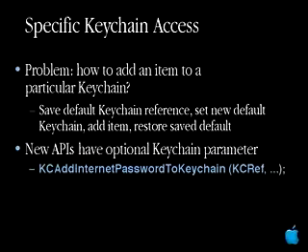Another problem that we had is how to add an item to a particular keychain. What you had to do previously is to save off the default keychain whenever you were going to add something to your own keychain. You'd have to set it as the default, put the item in, and then swap it back to restore the user's default keychain. That was pretty messy. So the new APIs in OS X will have an optional keychain parameter.